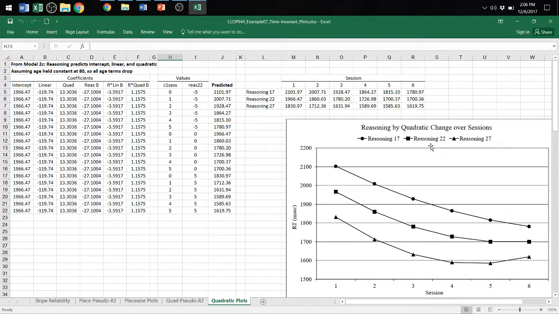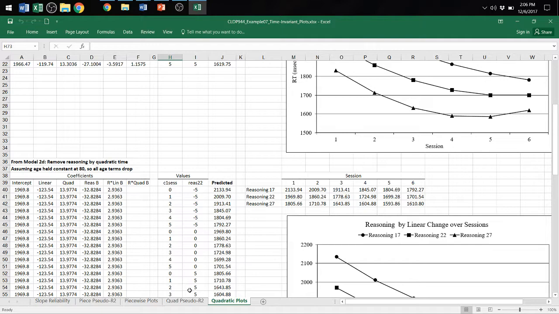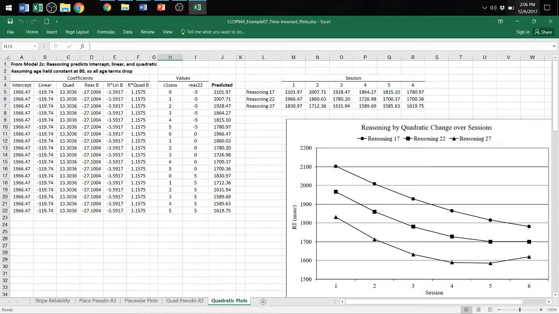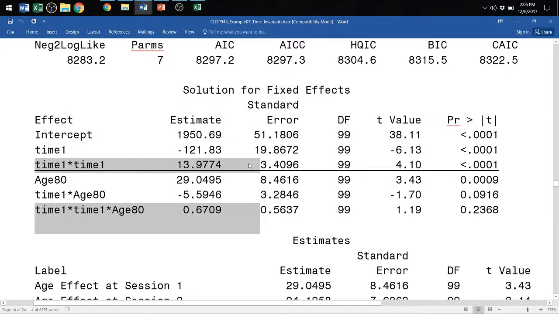So this is from the reasoning by change model. Do I have an age one? No, I didn't make an age one. But picture is how I would describe it. I'll just do that one for reasoning. But the general trend here is that the older you are, the higher you start out, the faster you decline initially, but the more positive quadratic sort of reels that in more. So it's a steeper trajectory with a bigger deceleration in older people. That's how I would describe it.